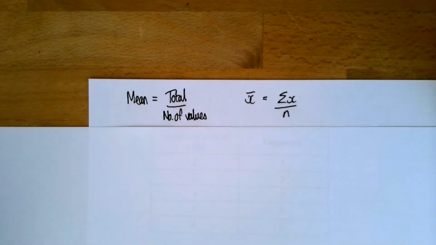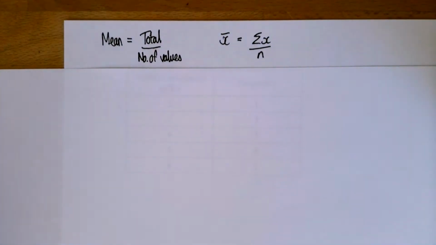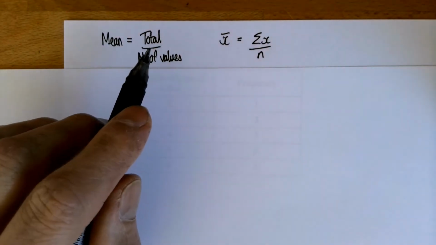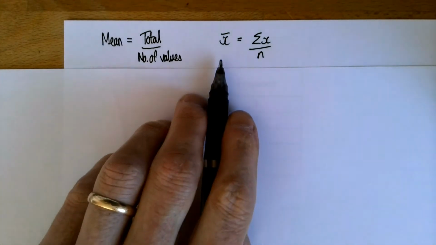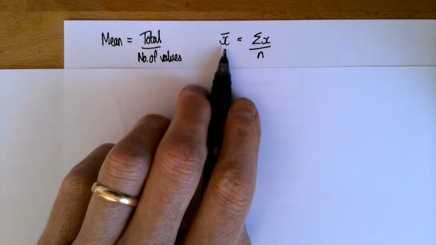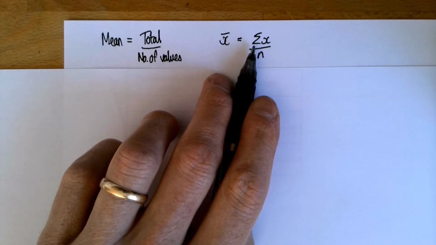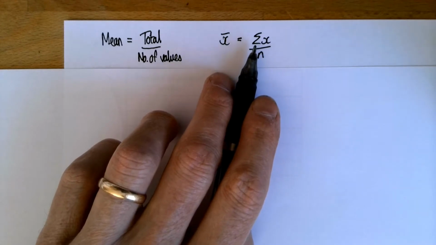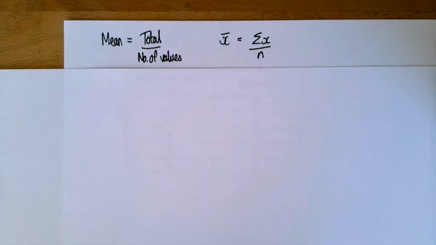Okay, so in the last thrilling instalment, we talked about finding the mean of a list of numbers, and I reminded you that to work out the mean, you take the total of all the values divided by the number of values, and I introduced you to this notation. X bar is the mean, sigma x, that's a big capital E, sigma x means the sum of all the values, and n is the number of values.